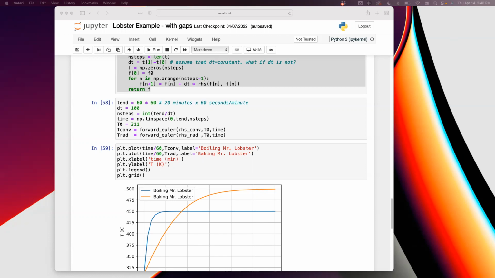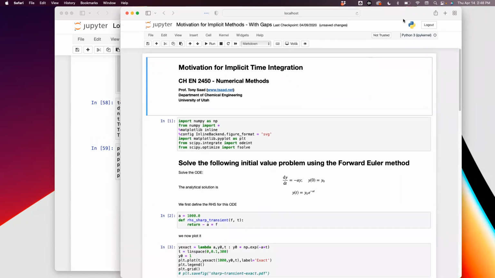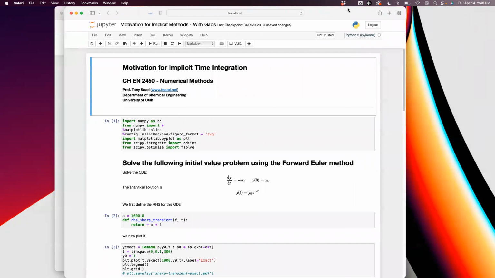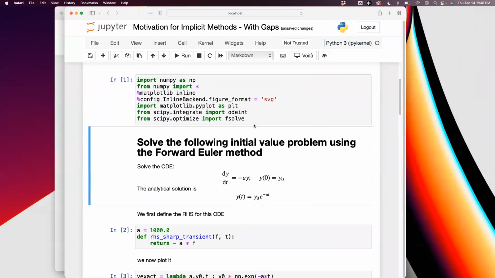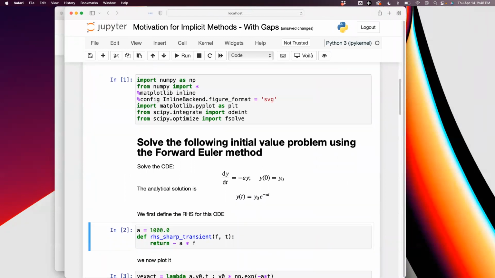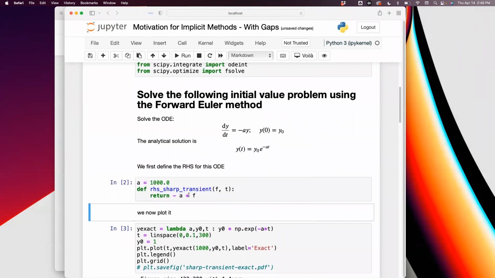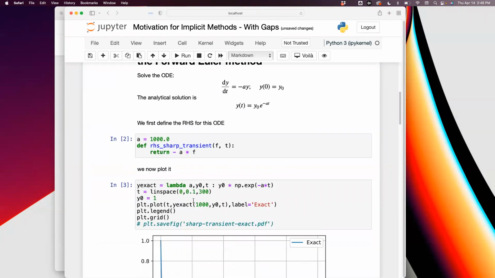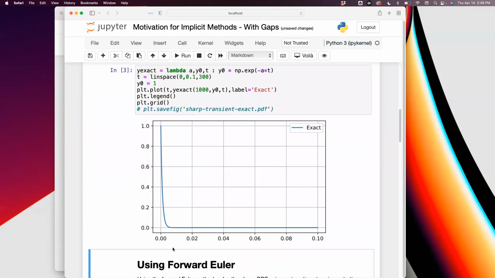I don't know if that notebook has gaps. It might have a few gaps, so let me help you fill those out. Here's my notebook. You should be seeing something similar. Again, first is boilerplate, and then this is the ODE that we're solving. I'm defining the right-hand side for the sharp transient as minus 1,000 phi. And this is the exact solution that I've shown you on the slides.